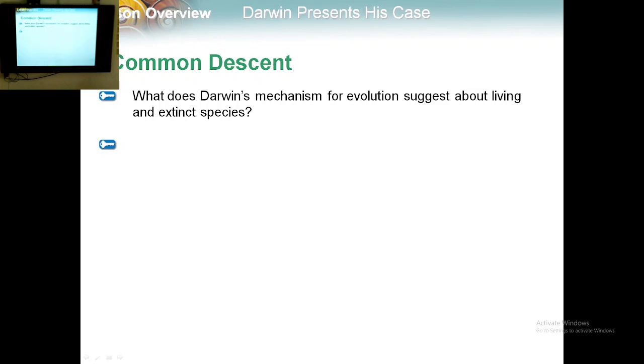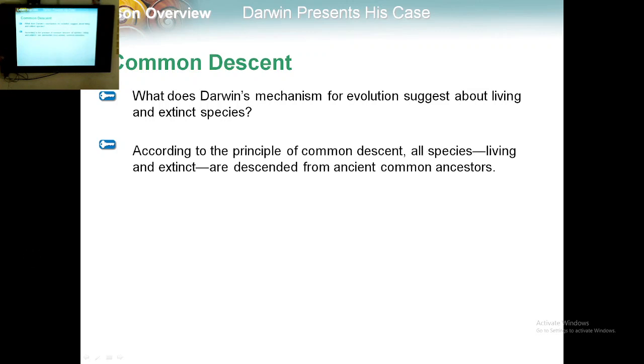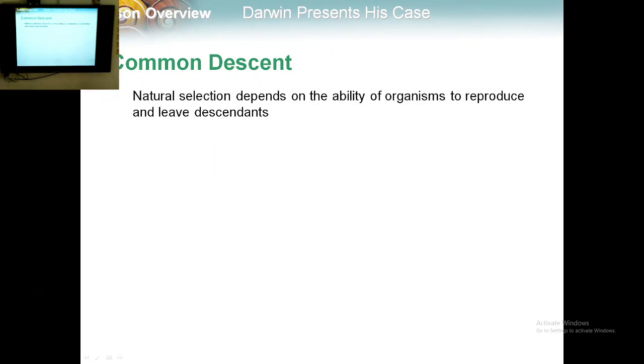Let's now move to common descent. What do we mean by common descent, and what does Darwin's mechanism for evolution suggest about the living and existence of species? According to the principle of common descent, all species living and extinct are descended from an ancient common ancestor. So natural selection depends on the ability of organisms to reproduce and leave descendants.